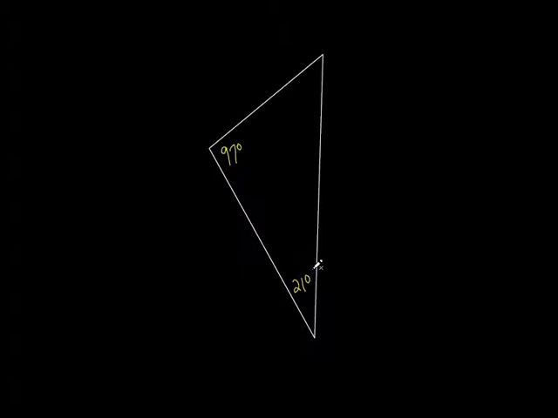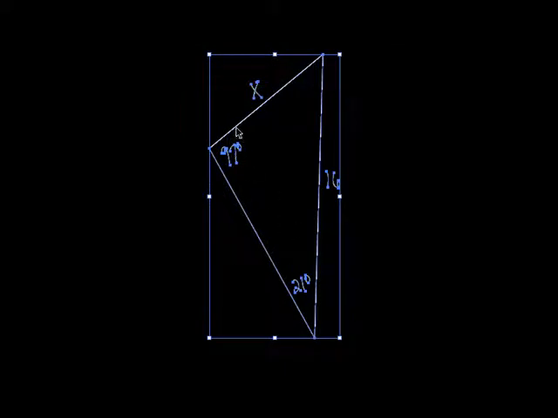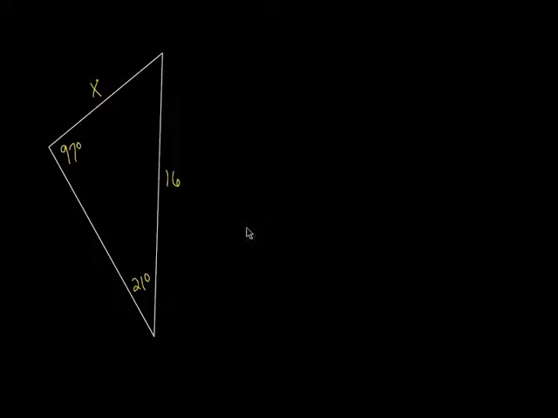Let's put some numbers in here. And we're going to do our first law of sines. So this angle right here is 97 degrees. This one down here on the bottom is 21 degrees. This is 16. And this is x. So that's what we're trying to solve for. We're trying to solve for x.